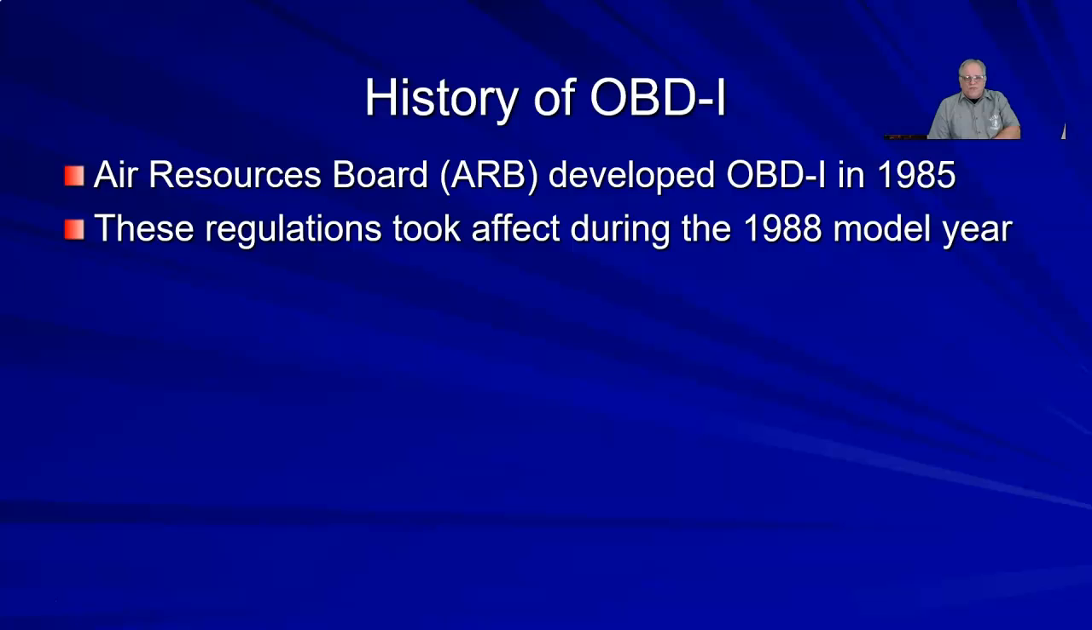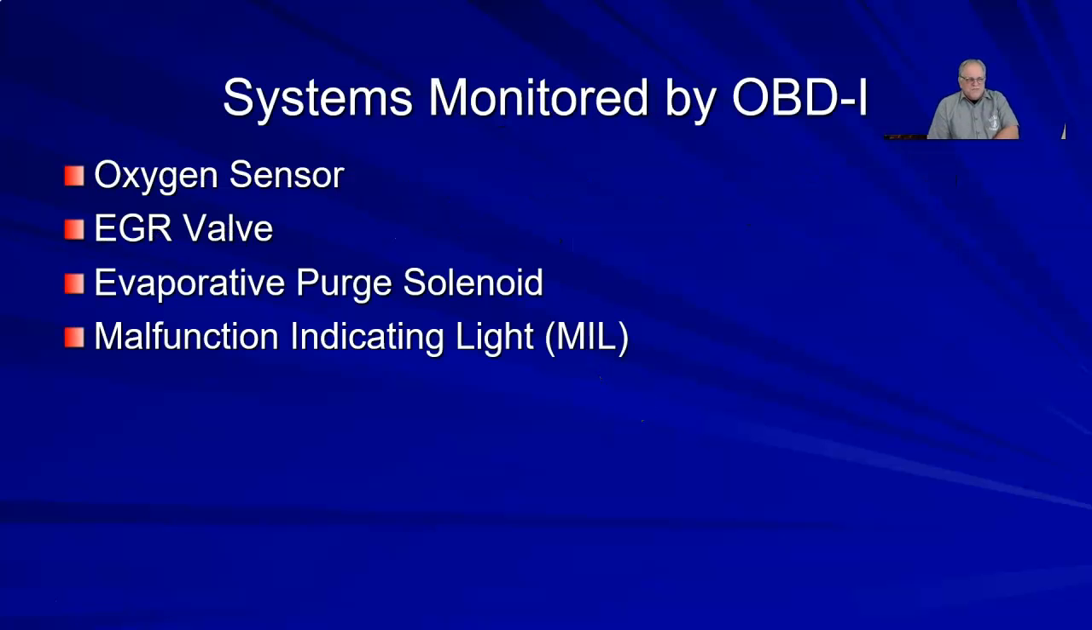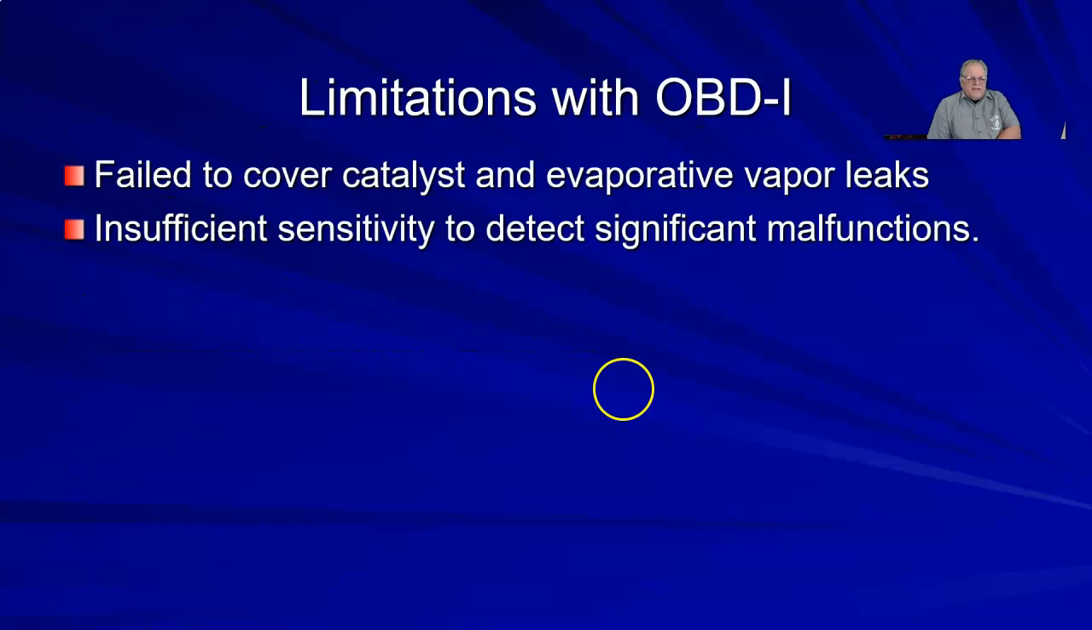If it says this vehicle conforms to U.S. EPA regulations and State of California, 1988 through 94, then yes, it is going to be an OBD1 vehicle. Would monitor the oxygen sensor, would monitor the EGR valve, would monitor the evaporative purge solenoid, and it had to have a MIL, which is the check engine light or service engine soon light. It didn't cover catalyst. It didn't cover the EVAP system for leaks. And then this term, I like: insufficient sensitivity to detect significant malfunctions.